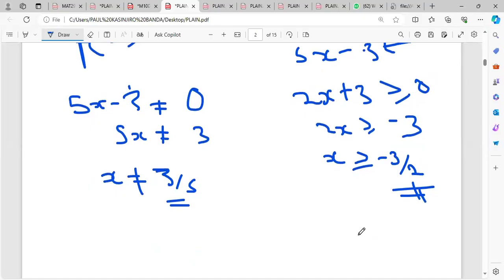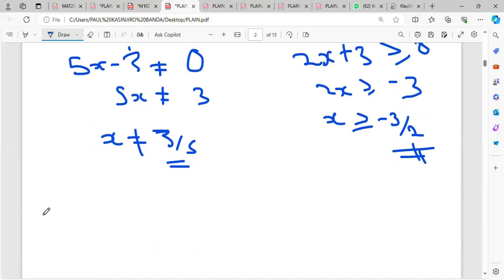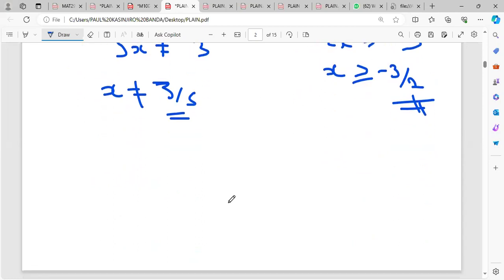Once we get this, we can put it together. So what can we say about the domain? Maybe I should put it on a number line so that people can understand. Let me put it on a number line before I write the final domain.